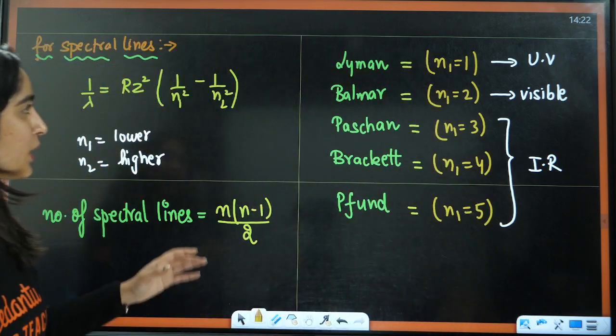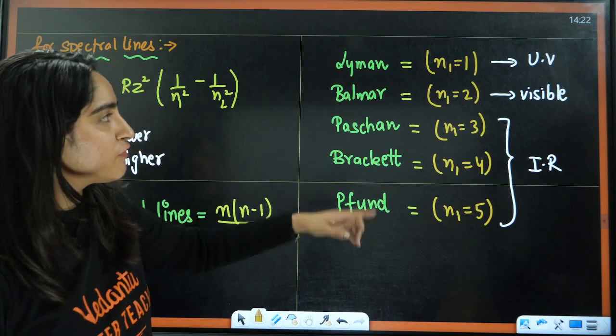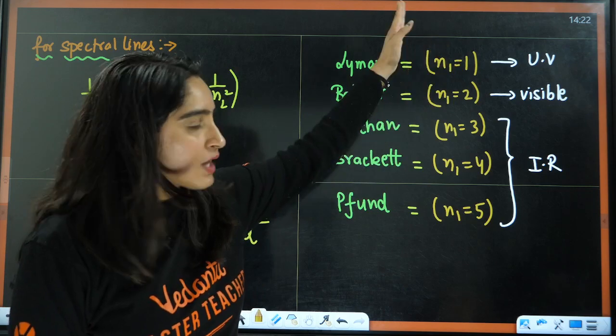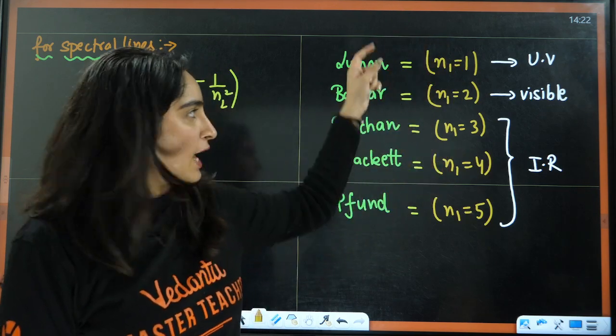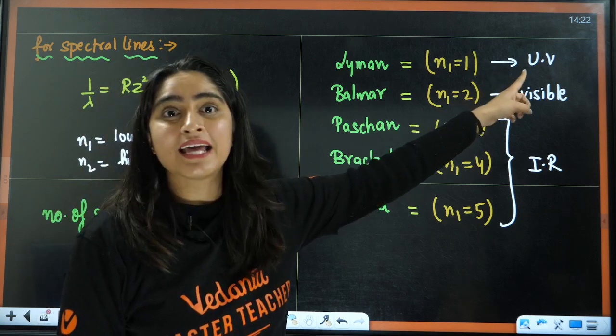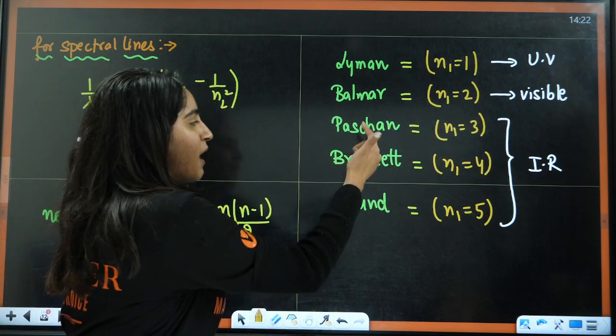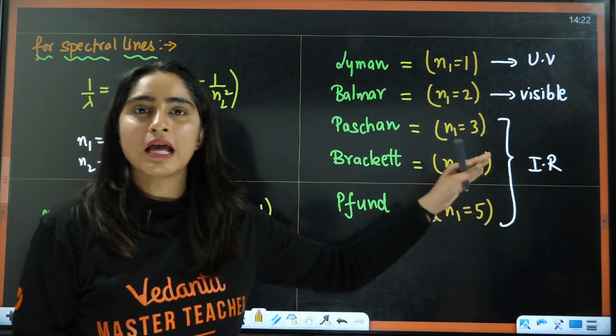Okay. Now next we have these five series, that is Lyman, Balmer, Paschen, Brackett, Pfund. For Lyman, n1 is fixed for everything here. For Lyman, n1 equals 1. This lies in the UV region. For Balmer, it lies in the visible region. Paschen, Brackett and Pfund lie in the IR region.